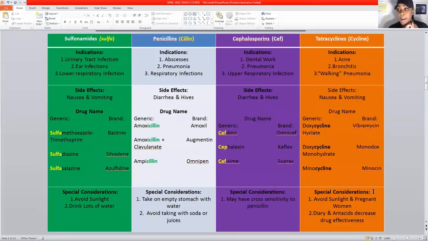No pregnant women. And another thing is if someone is going to take this particular drug, they need to wait a couple of hours to use dairy or to take antacids. That's because it decreases the drug effectiveness. And so if they take it too soon, then it can decrease the drug effectiveness.